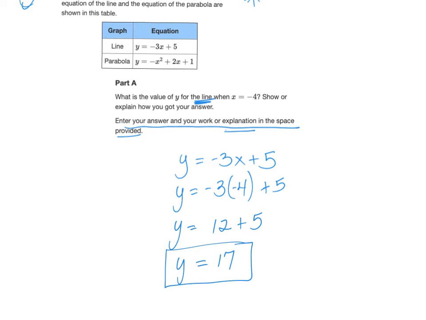Okay, but you cannot just type in y equals 17. Even though it's correct, they will not give you credit for it. You need to type out all of it. I know it's a pain, and I know it's not fun, but typing all of this is what's going to give you full credit for this question. Okay, so let's take a look at part B.